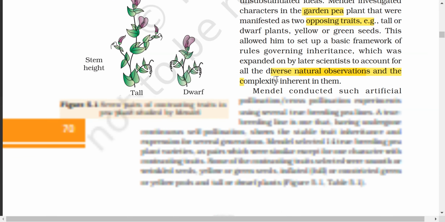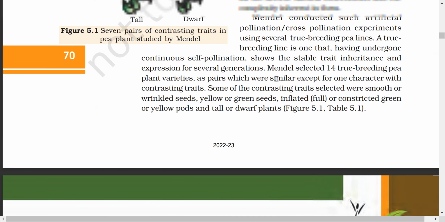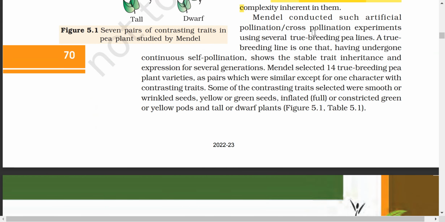Fine. Mendel conducted such artificial pollination or cross pollination experiments using several true breeding pea lines. True breeding means you are constantly bringing homozygosity, you are constantly selfing it, you will eventually get a homozygous breed. A true breeding line is one that, having undergone continuous self pollination, shows a stable trait inheritance and expression for several generations. True breeding pea plant varieties as pairs.